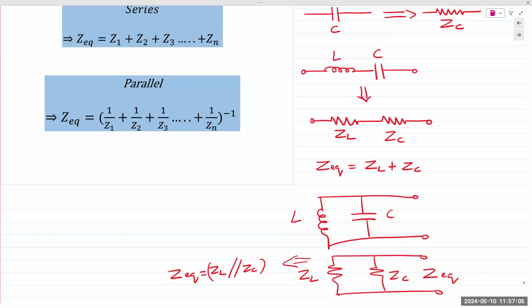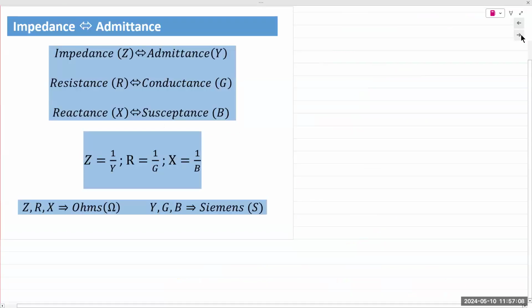Okay. And then one final slide is this one. This is for informational purposes only. We're not solving any problems with this, but this is something that students should be aware of. These quantities are basically reciprocals of each other. Reciprocal of resistance is conductance, reciprocal of reactance is susceptance, and impedance is admittance. Uppercase G, uppercase B, and uppercase Y.